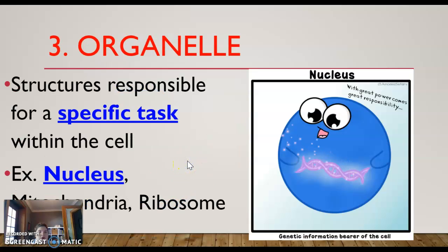Now these molecules are used to make organelles. Molecules combine together to make organelles, which are the structures in a cell that are responsible for a single or specific task. An example would be the nucleus, mitochondria, and ribosomes. They're all a part of the cell, and they all have a special responsibility to help the cell maintain its function.